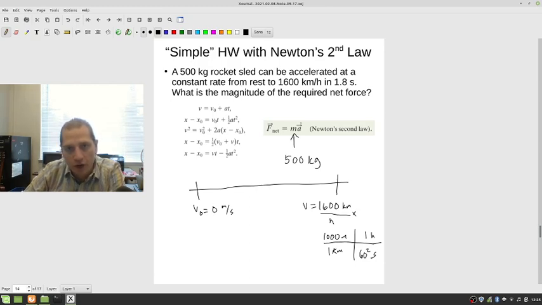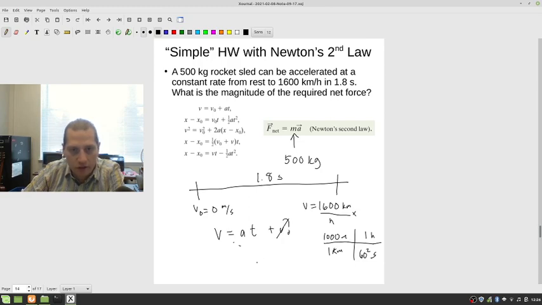And if you want to find what A is, all you need to do is use V equals AT plus V naught. Oh wait, that's not a good one to use. We don't have T. We have a distance though. Let's look. We have a distance of, oh no, we do have a T, 1.8 seconds. Okay, we do have a T, so we can go V equals AT plus V naught.